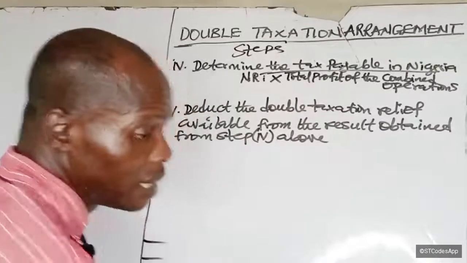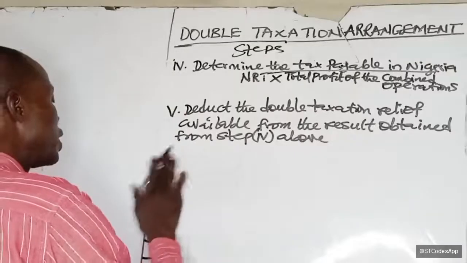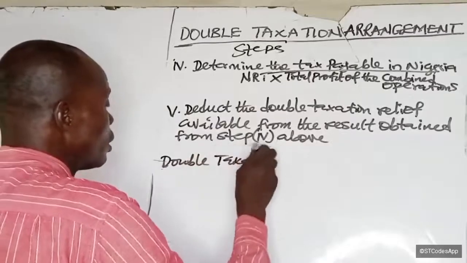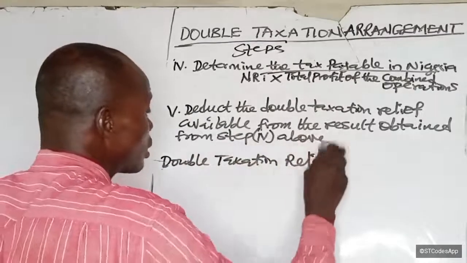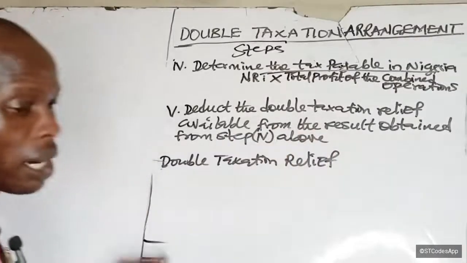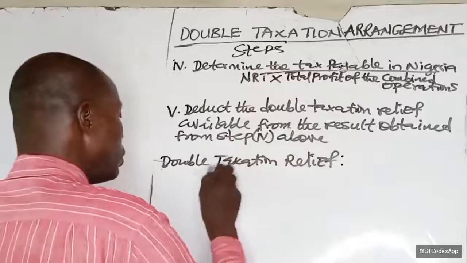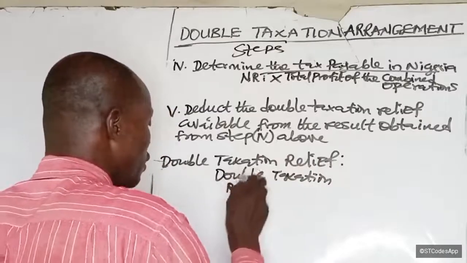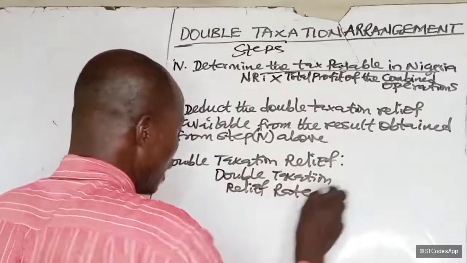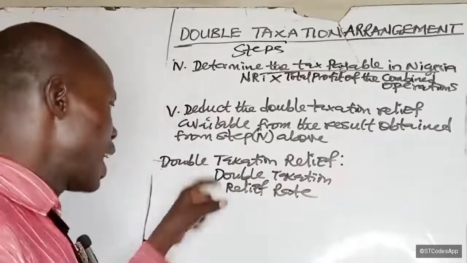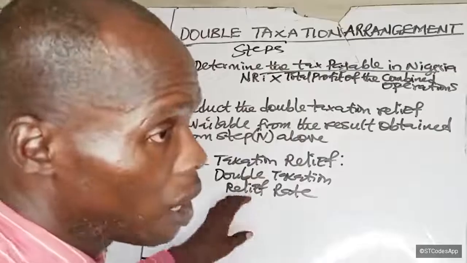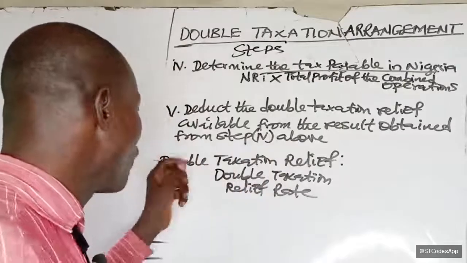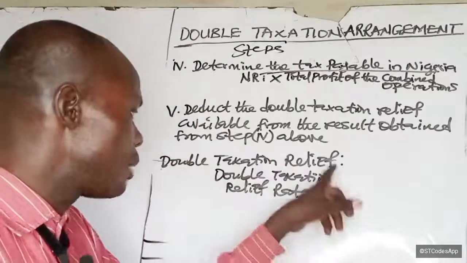Now, I want you to know the double taxation relief you are going to deduct here. That will be the double taxation relief rate. To determine the double taxation relief rate, you decide whether it is a Nigerian company or a non-Nigerian company. I've told you that for a Nigerian company, the double taxation relief rate shall be the lower of the Commonwealth rate and half the Nigeria rate of tax.